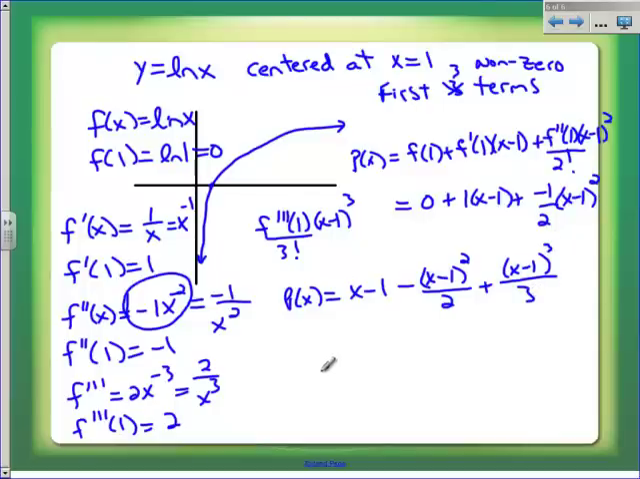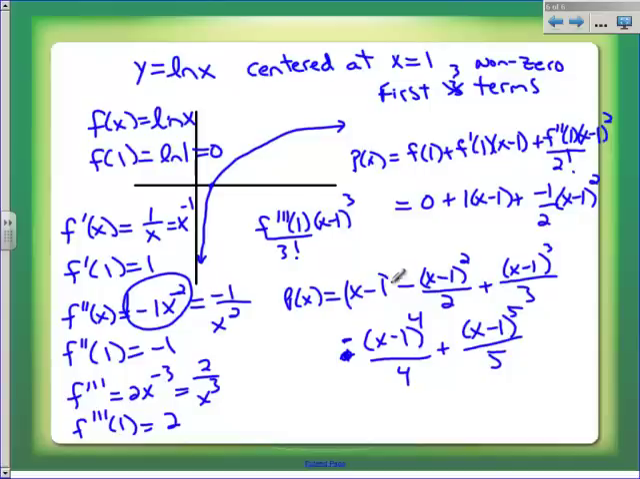As a matter of fact, if we were to keep going, the next term would be minus, it's alternating, (x minus 1) to the 4th over 4. And then the next one would be plus (x minus 1) to the 5th over 5. But I'm getting too far here. So there is the answer to my question: the first three terms for natural log of x centered at 1. Why centered at 1? Because we couldn't center it at 0.